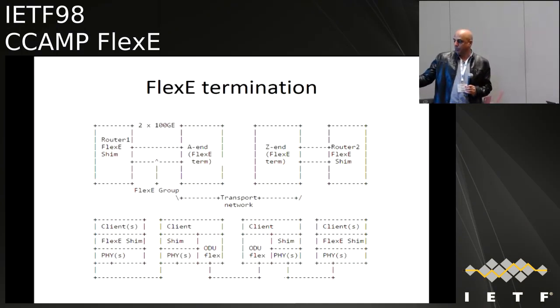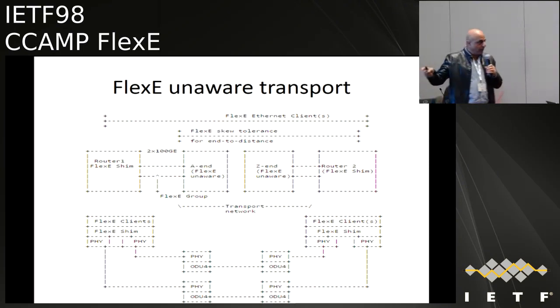Okay, so this was the unaware case, right? In the unaware case, we had a transport network in the middle, and we went over that. Hopefully, I think there was a question.